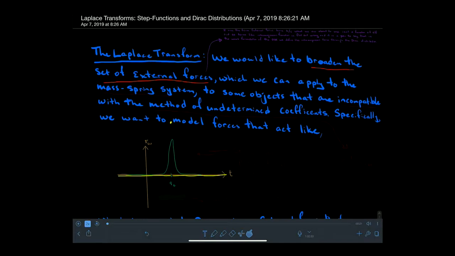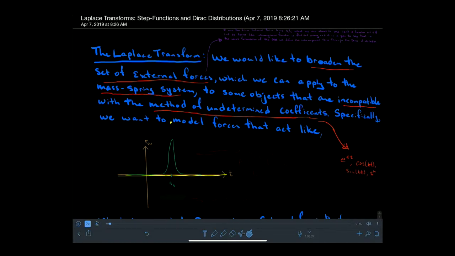Right? The idea here is that we're going to think about mass spring systems or their inductor, resistor, capacitor analogs, and we're going to think about externally forcing them in ways that are incompatible with the method of undetermined coefficients. Remember that the method of undetermined coefficients needed functions that were like e to the at, cos bt, sine bt, and t to the n, or sums and products of these things. That's what we were relegated to.